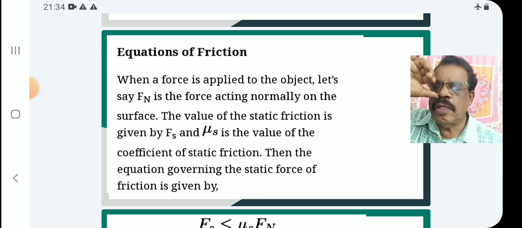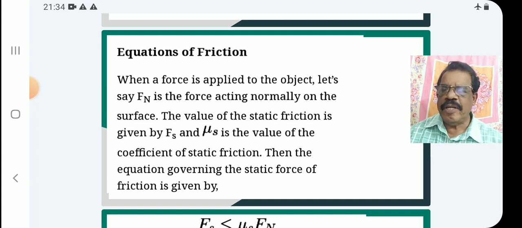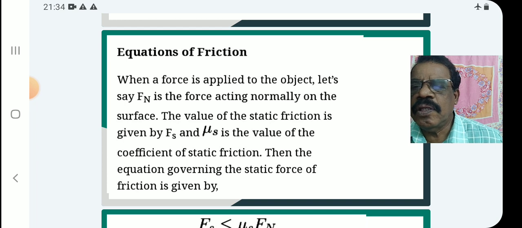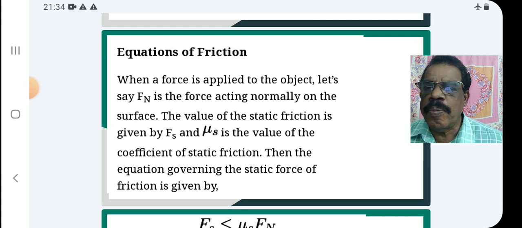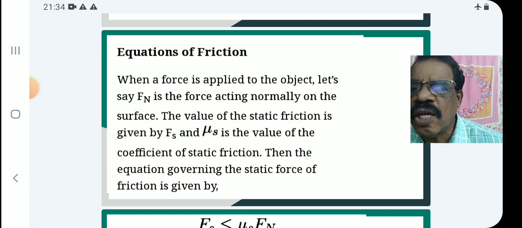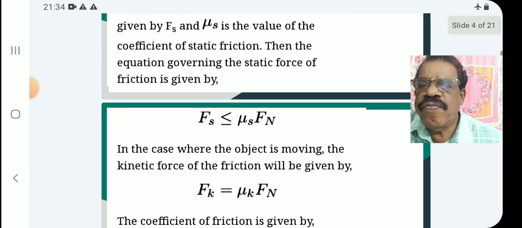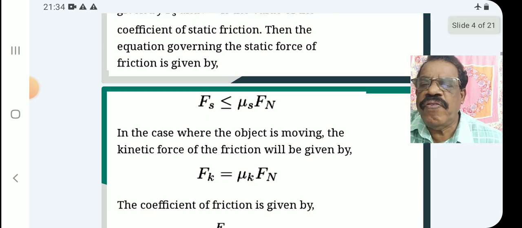In equations of friction, what are the important equations we study? When a force is applied to the object, let us say Fn is the force acting normally on the surface. The value of the static friction is given by Fs, and mu is the value of the coefficient of static friction, then the equation governing the static force of friction is given by Fs less than or equal to mu into Fn.